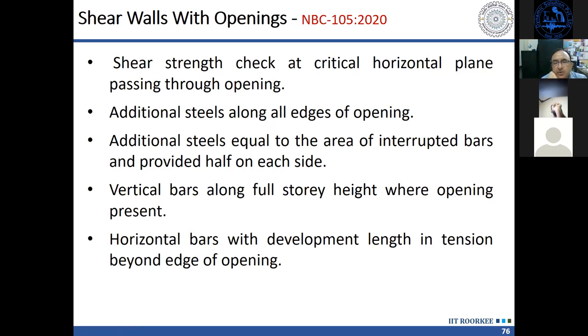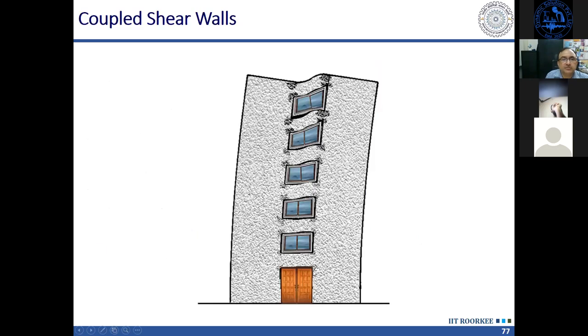Then the vertical bars along full height where the opening is present, full story height we should provide, and horizontal bars along the openings in the length of the development length in tension, Ld. So Ld should be continued horizontally beyond the opening, and in the vertical direction it should be continued at least up to Ld, and also for the full story height. It should not be curtailed within a story.